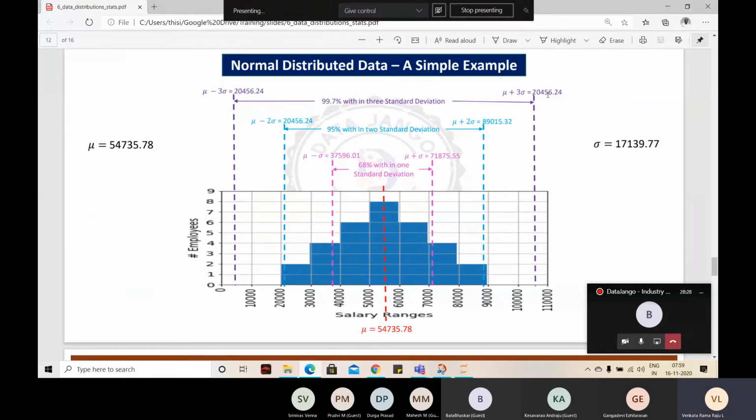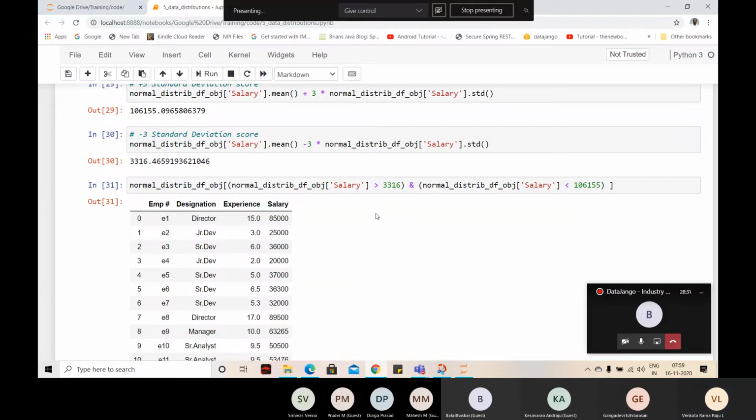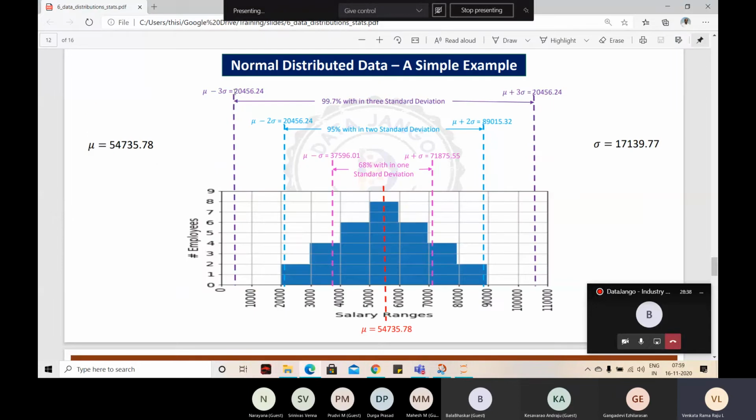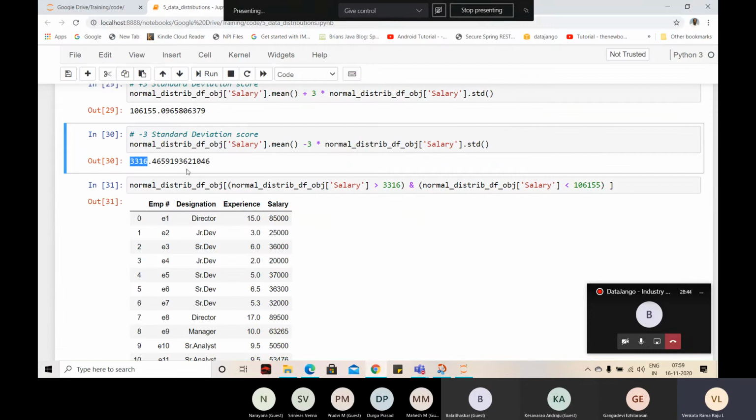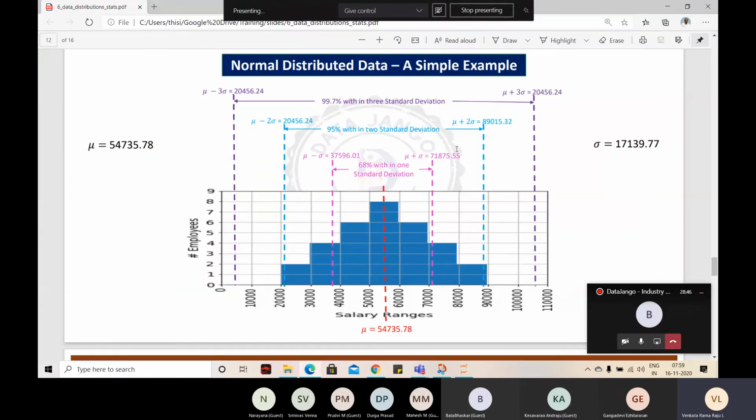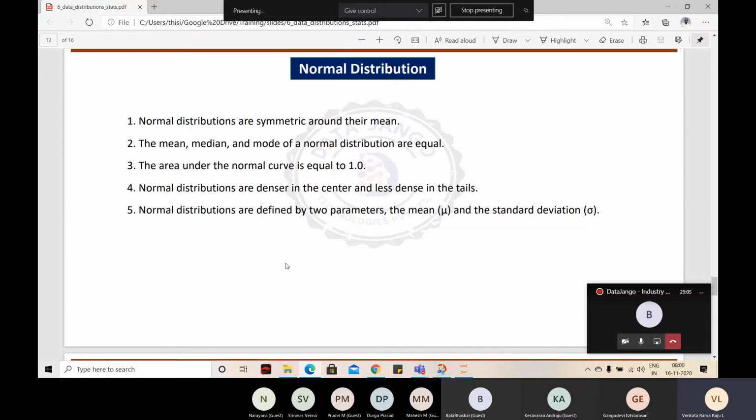Sigma plus 3 standard deviations is not 20,000. See, this is 1 lakh whatever, and sigma minus 3 standard deviations is 3,000. So I kept these wrong numbers here. I need to update that. In the file we have it at 3,000 and 1 lakh, but the data is not in that range. Beyond 20,000 we don't have data because the data set is small. If the data set is too big, then the 3 sigma rule will exactly match.